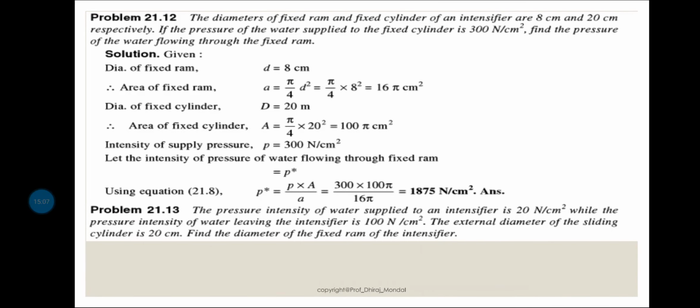One more thing I want to say, that you can type the animation of hydraulic intensifier. You will see how it is working. In this lecture I am not able to show it.